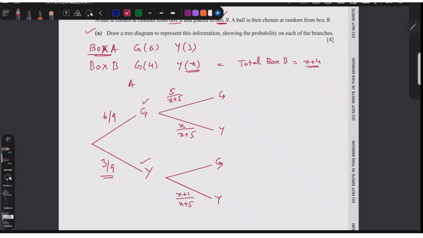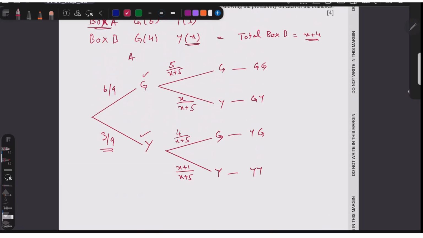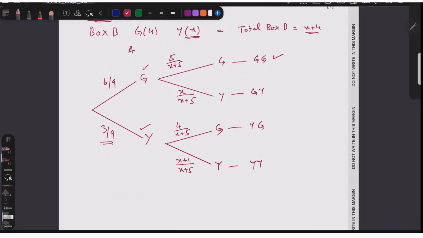Now we complete the probability for the green ball. You have picked a yellow ball, not a green ball, so there won't be an increase in green balls. It would be 4 and the total would be X plus 5. Okay, this is the tree diagram. So you can write the outcomes and the probabilities. In the part, the probability that both balls chosen are the same color: same color means both balls could be green green or yellow yellow. For green green, it would be 6 over 9 into 5 over X plus 5.